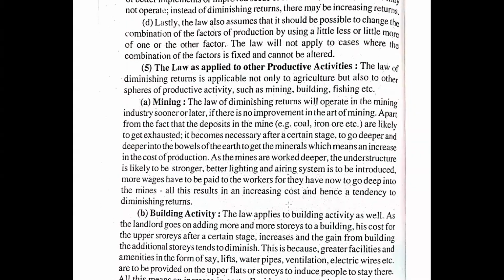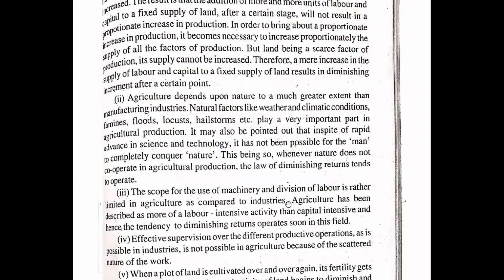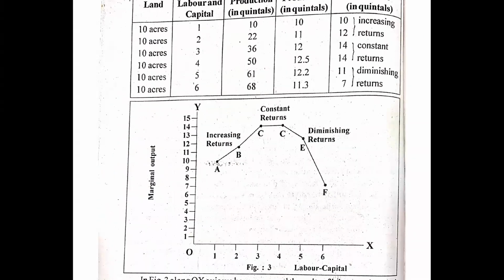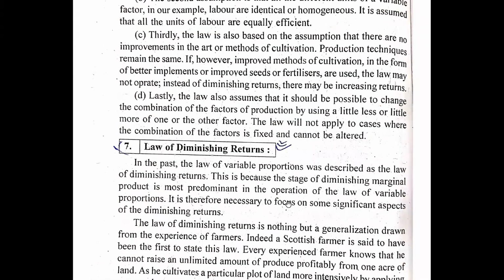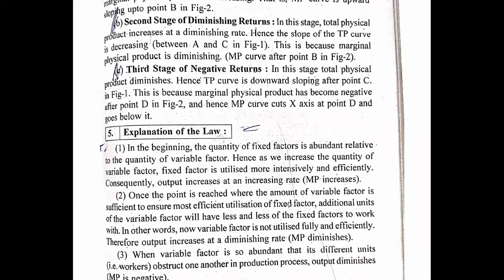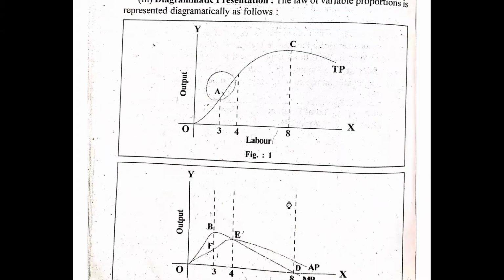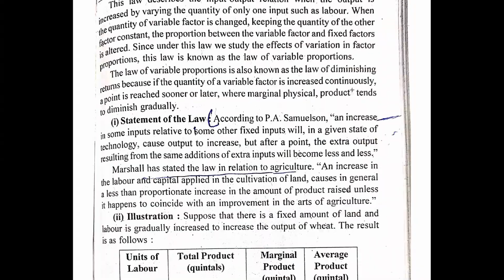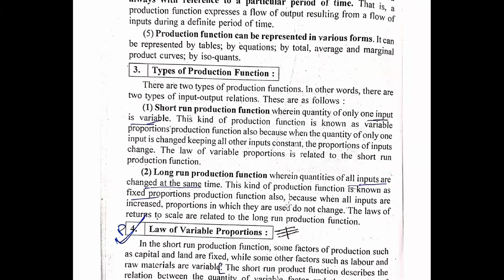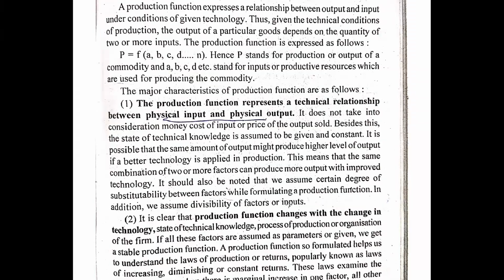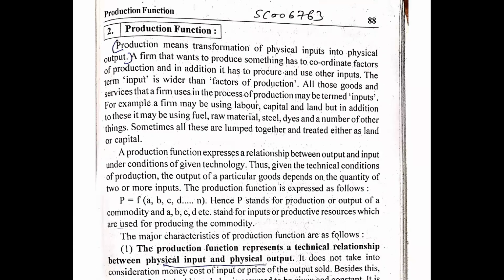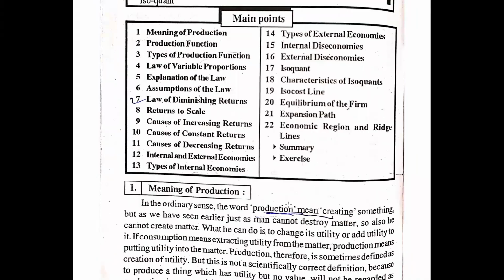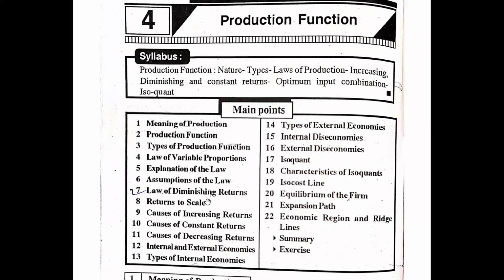Then we have seen the industries in which the particular law is used, and that was the law of diminishing returns and explanation of the law. Then we have seen the law of variable proportion, types of production function, and as we came up to the front page, production function and meaning of production. So here we are given 22 points in this chapter.